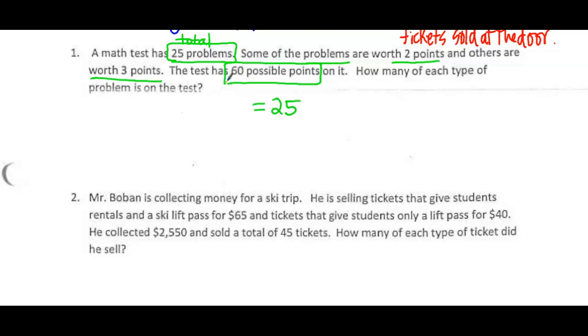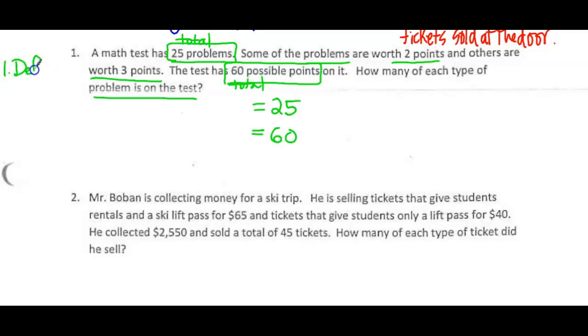Well, there's your other total. 60 possible points. So something else has to equal 60. It says, how many of each type of problem is on the test? Well, I want you to put some notes over to the left.